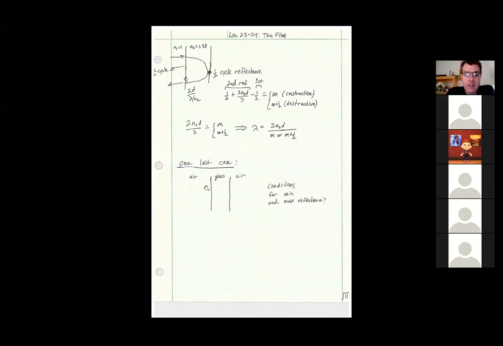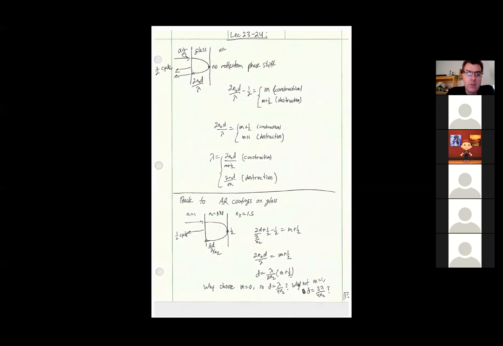All right, one last case. Air, glass, air. So low, high, low. Half cycle phase shift here, no phase shift there. 2n2d over lambda minus 1/2 equals either m for constructive or m plus 1/2 for destructive interference. And so the wavelength is 2n2d over m plus 1/2 for constructive interference, or just 2n2d over m for destructive interference. Now, destructive interference of the reflection means very strong transmission.